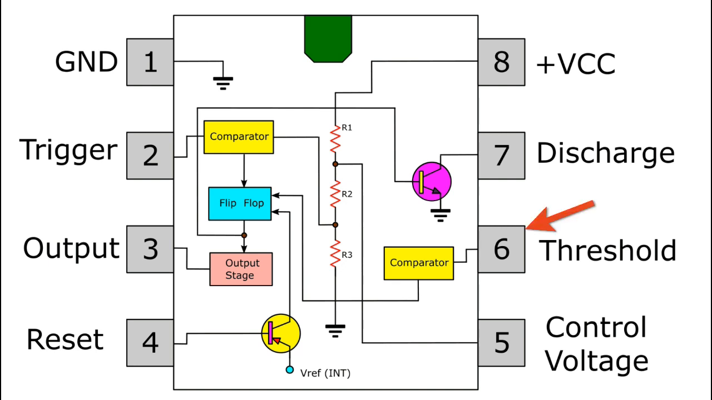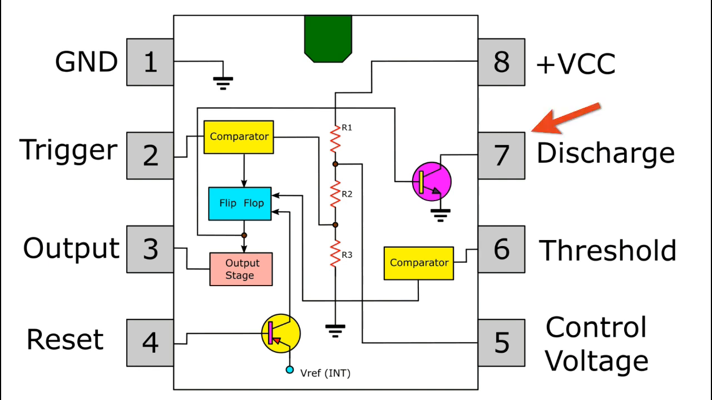Pin 6. Threshold. The positive input to comparator number 2. This pin is used to reset the flip-flop when the voltage applied to it exceeds 2/3 VCC, causing the output to switch from high to low state. This pin connects directly to the RC timing circuit.